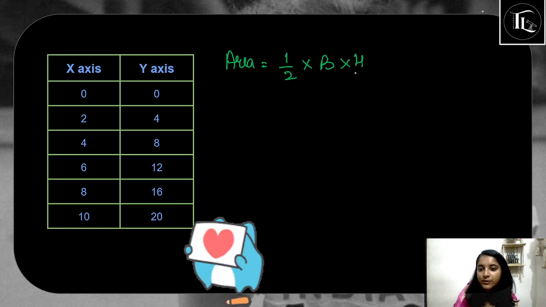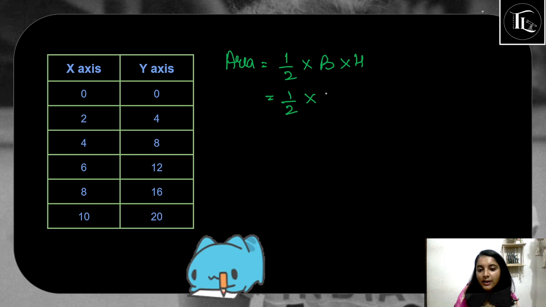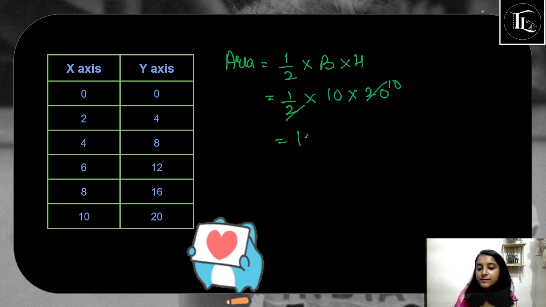Half into base into height. Half into 10 into 20. So it comes out to be 100. Right? So it is 100.